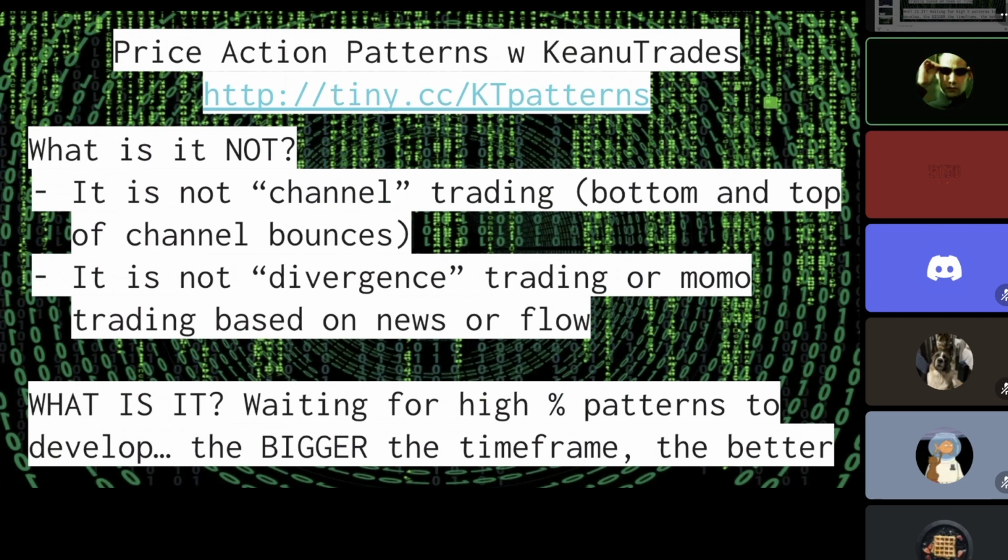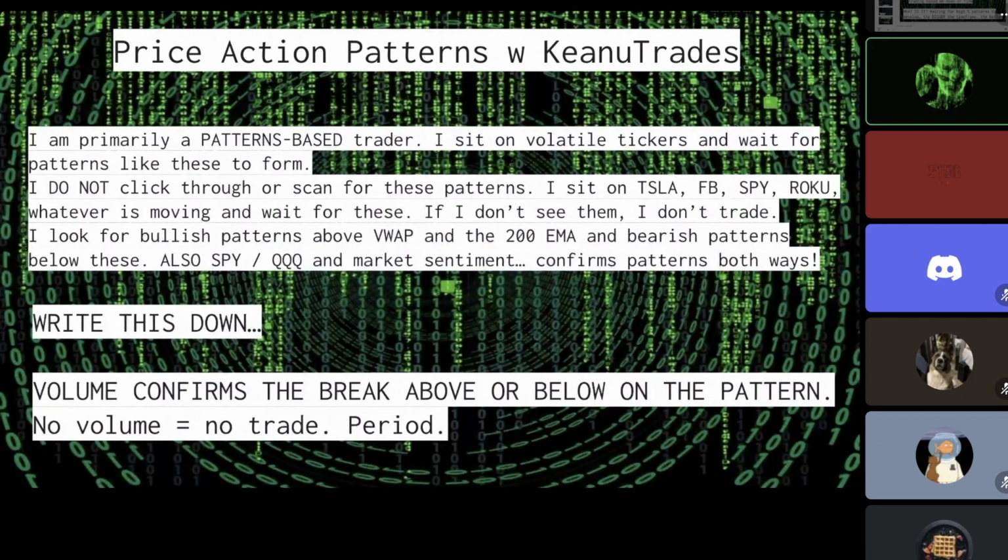What I do is wait for high percentage patterns to develop. And the bigger the time frame, the better, because the bigger the move. I know some people watch the 1 minute, and if you have a 1 minute bull flag, the flag is probably only going to last a minute. But if you're looking at the hourly or the 4 hourly, you're going to get a bigger move.